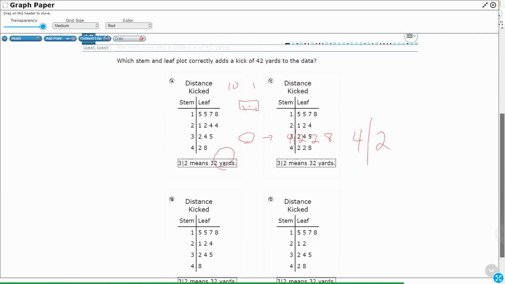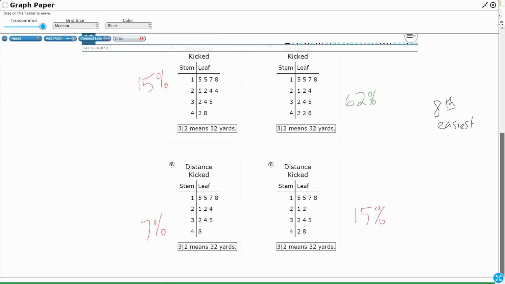And everything else is going to stay the same. We see it. It's right there. And so our answer here is C. Let's see how we did across the state of Texas. So this was the eighth easiest. You see that we have 62% of our students get this correct.